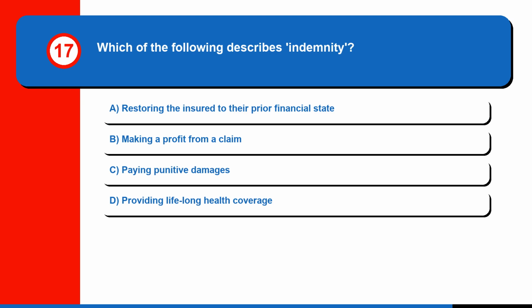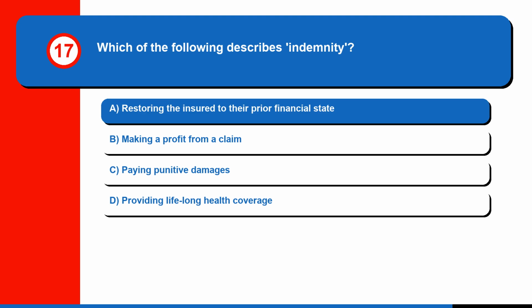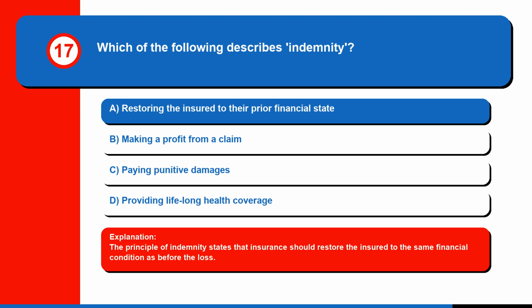Question 17. Which of the following describes indemnity? A. Restoring the insured to their prior financial state, B. Making a profit from a claim, C. Paying punitive damages, or D. Providing lifelong health coverage. The correct answer is A, restoring the insured to their prior financial state. The principle of indemnity states that insurance should restore the insured to the same financial condition as before the loss.